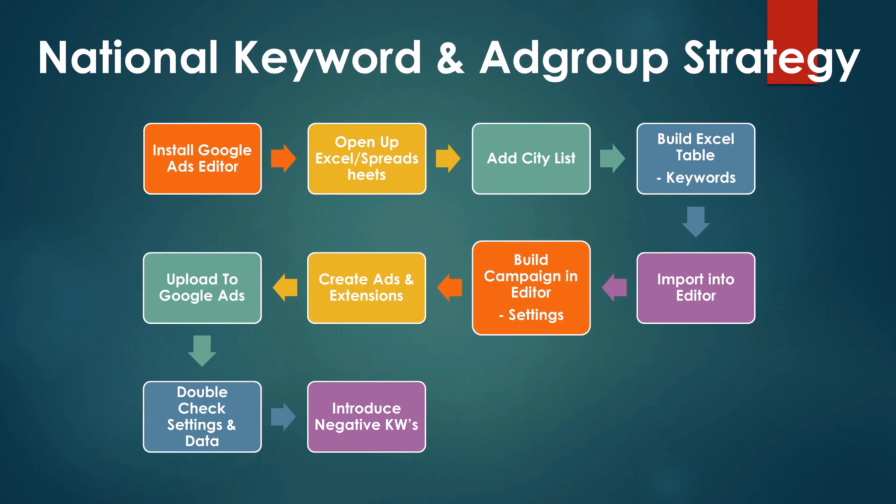So instead, what we're going to do is learn how to create a national level campaign by creating our own keywords and then implementing them properly into the editor. And the keywords are going to be according to the strategy that I personally use. And then we're going to create our ads and the extensions. We're going to make both text ads as well as call-only ads. Then we're going to upload it to AdWords. We're going to do a quick double check to make sure everything's proper.